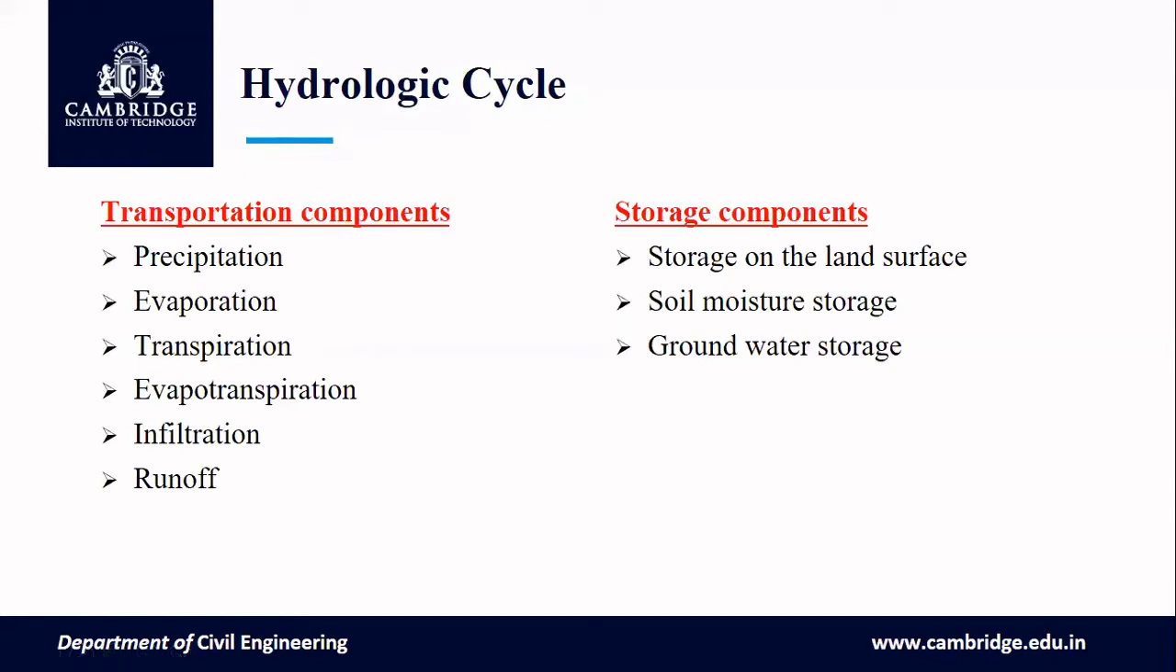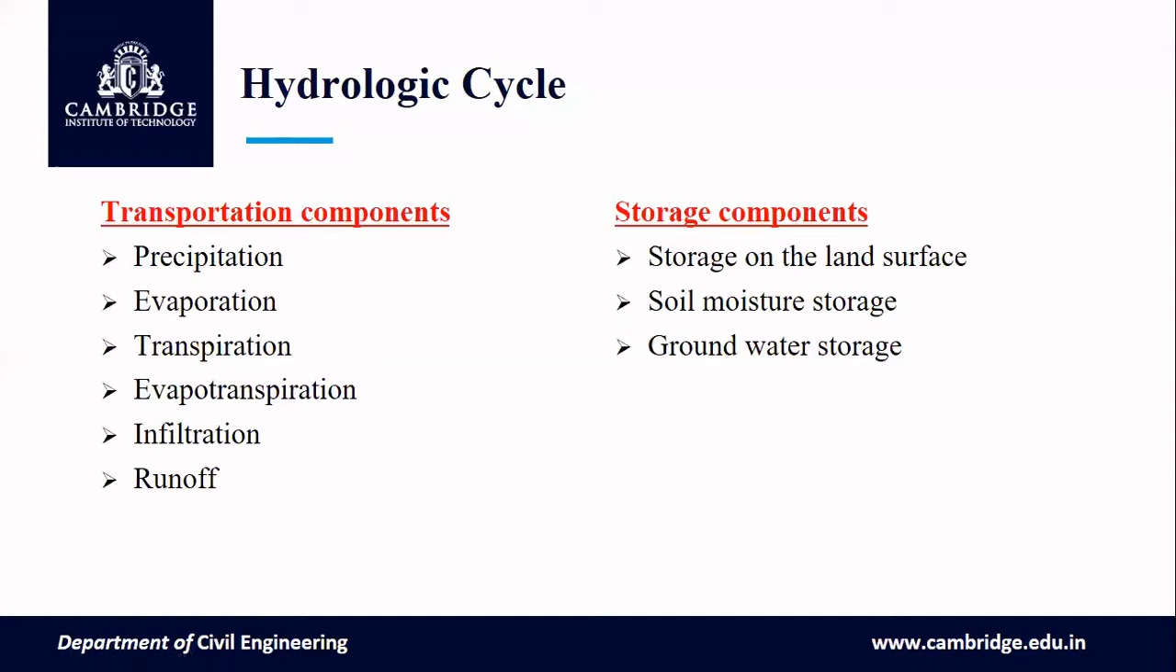The first one is the storage on the land surface. The water which is stored on the land surface, whether in streams, rivers, valleys, tanks, ponds, or any depressions, is storage on the land surface. Then soil moisture storage: the portion of moisture which is stored in the subsurface soil is known as soil moisture storage. Next, groundwater storage: the water which is stored in the groundwater table is known as groundwater storage.